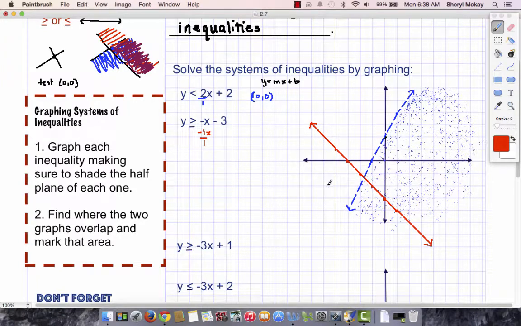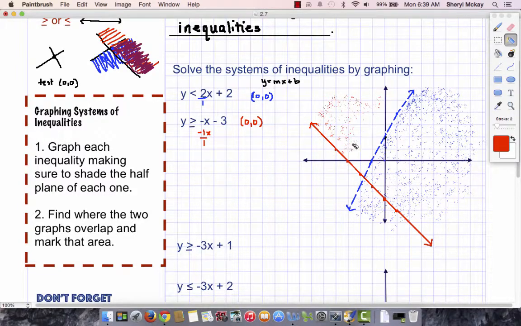And this time I'm going to figure out where I'm supposed to shade. According to my inequality, it's greater than or equal to, so it includes the line, and it should be shaded above. But let's double check by trying the point 0, 0. So 0 is greater than or equal to 0 minus 3. Is 0 greater than or equal to negative 3? Yes, 0 is greater than negative 3. So I'm going to shade above the line.